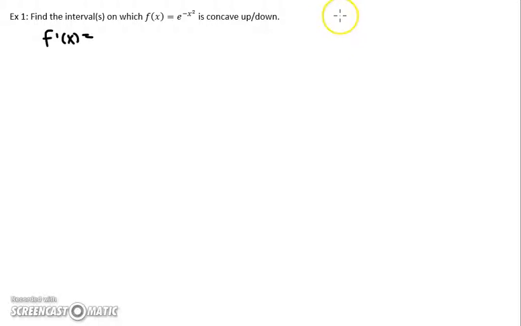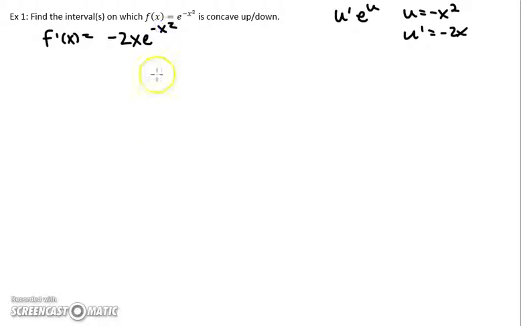Our rule for e is u prime e to the u, and in this case u is negative x squared, so u prime is negative 2x. So we're looking at negative 2x e to the negative x squared. That's our first derivative. We need to find when our first derivative is increasing and when it is decreasing, so we need to look at the derivative of the first derivative, which is our second derivative.